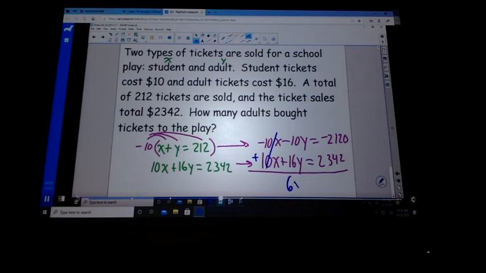This leaves me 6y, and then 2342 subtract 2120. That's going to give me 222. I think I did my math right. And divide both sides by 6, so y equals 222 divided by 6, and you can do that if you wanted to, or we can go ahead and use the calculator. I'm going to choose to use the calculator so I don't make any errors.